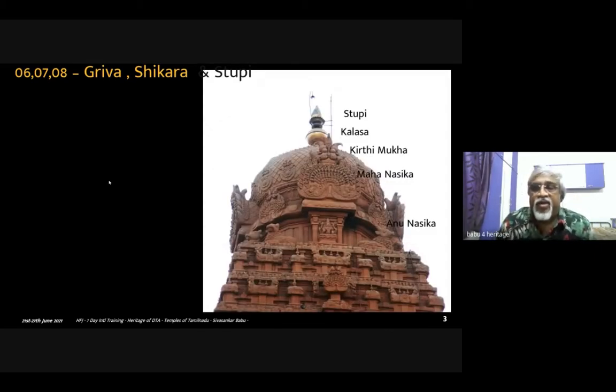So the remaining members on the top after the haras, we'll park it for now because in an Ekatala temple there is no hara, and then straight away we go to the top portion. The top portion contains three major elements: Griva, Shikara, and Stupi.